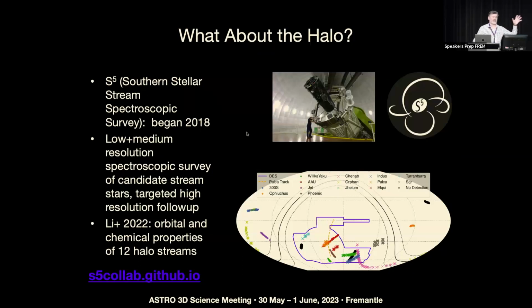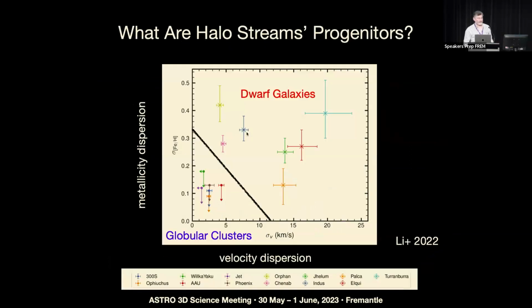Just to focus on a couple of aspects of this, what are these streams in the halo? What are their progenitors? What did they form out of? What got ripped apart? What has our galaxy been eating? So as it turned out, we looked at 12 streams. About half of them look like they're globular clusters. We think they're globular clusters because they have small metallicity dispersions and small velocity dispersions. Dwarf galaxies tend to have higher in both.